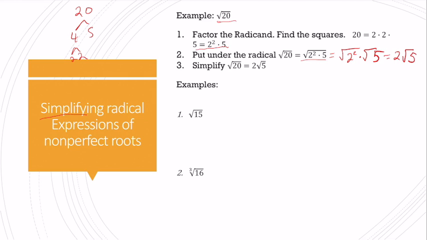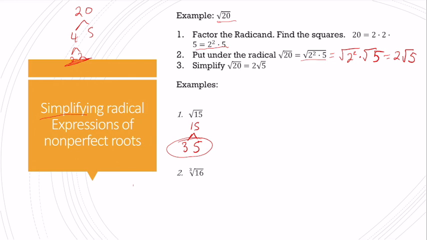Okay, let's practice this other one. I have 15, which factors into a 3 and a 5. Okay, there are no squares, so no duplicates like I had over here in 20. So the square root of 15 is fully factored.